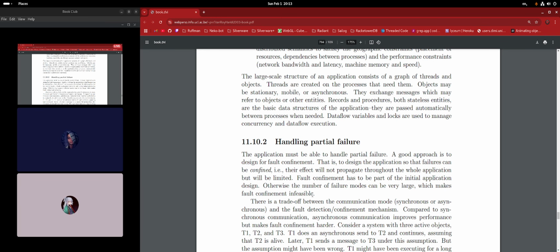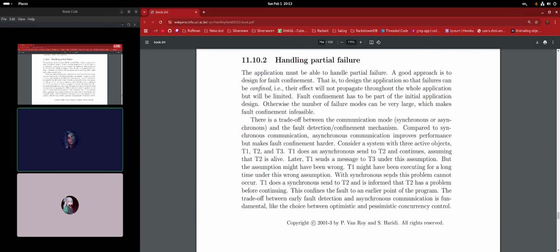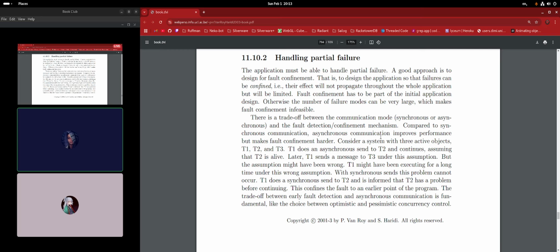Yeah, there is a trade-off between the communication mode and the fault-tolerant confinement mechanism, compared to synchronous communication. Asynchronous: consider a system with three active objects. T1 does an asynchronous send to T2 and continues, assuming T2 is alive. Later, T1 sends a message to T3 under this assumption. But this assumption might have been wrong.